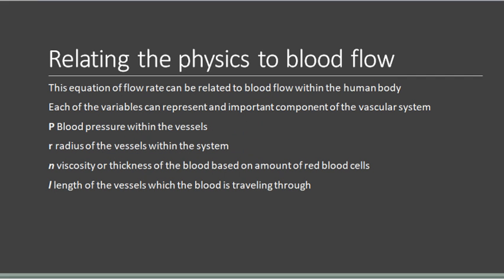Now, the cool thing about this law is we can relate it to our human body, and this has to do with blood flow. So this equation of flow rate can be related to blood flow within the human body. When we take the variables and apply them to our anatomy, each of the variables can represent an important component of the vascular system. So P would be blood pressure within the vessels, R would be the radius of the vessels within the system, N would be viscosity or thickness of the blood based on the amount of red blood cells, and L would be the length of vessels which the blood is traveling through.